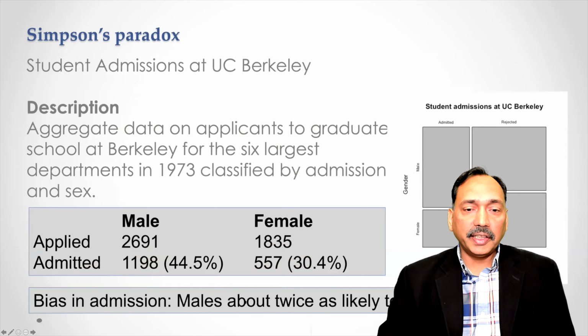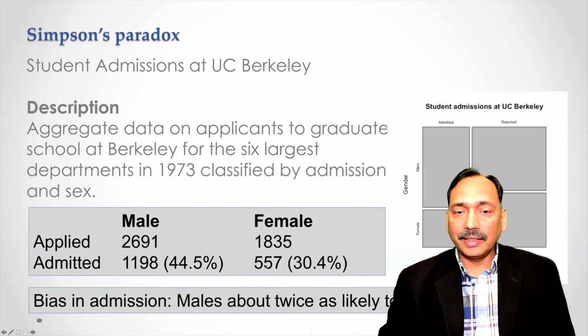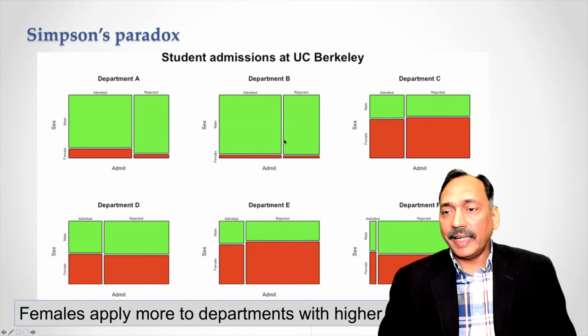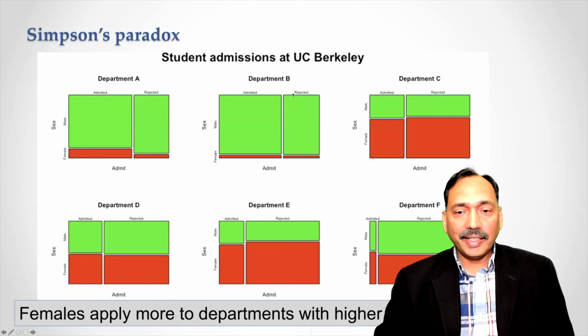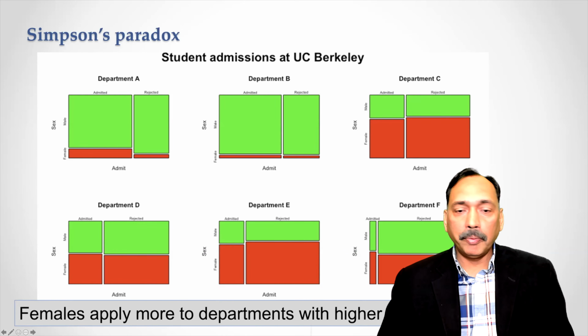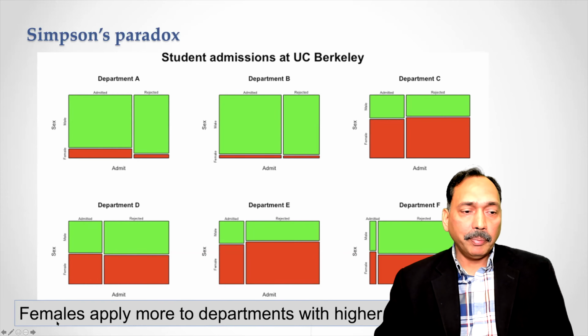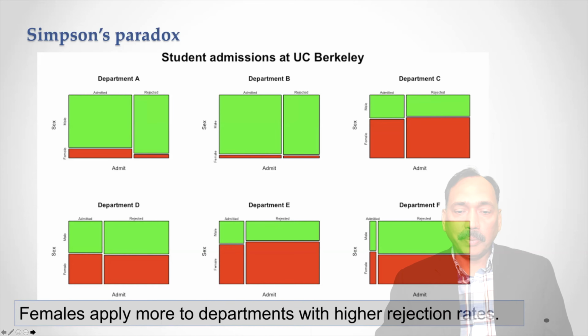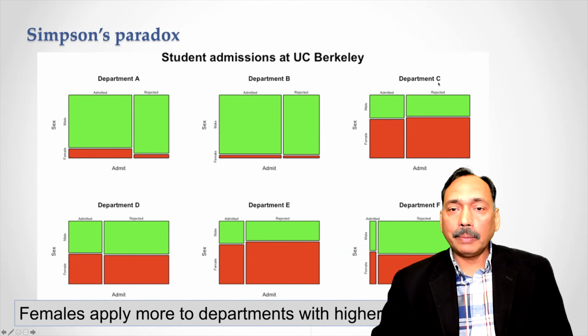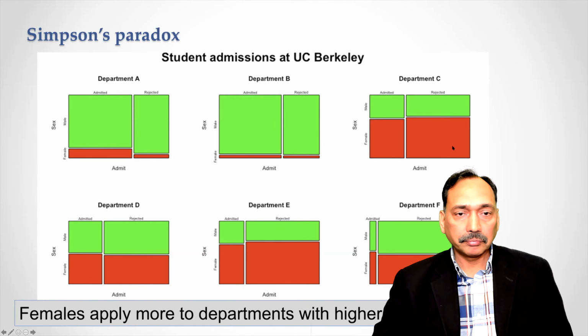with this conclusion here by just looking at the overall rates and ignoring what's happening inside. So inside you can see the dynamics are very different. It's not like 50-50 everywhere. And females apply more to departments with a higher rejection rate. So that's what was going on. They were applying to department C, where the rejection rate was historically very high.